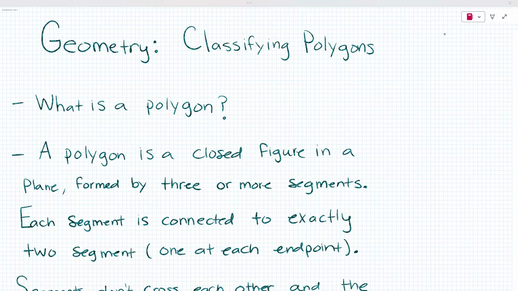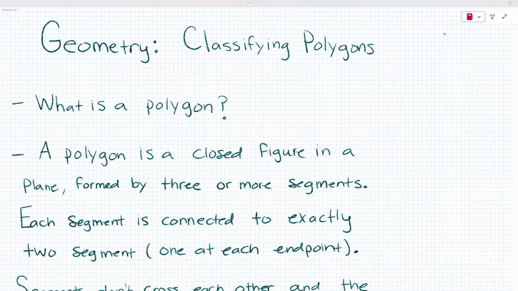Hello, in this video we will classify what is considered a polygon. So we are learning geometry, so we're going to classify what is considered a polygon because there are different types of polygons. So first question is, what is a polygon? A polygon is a closed figure, so it has to be closed, in a plane formed by three or more segments.